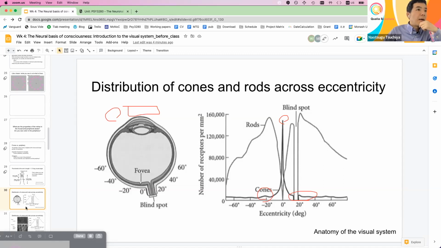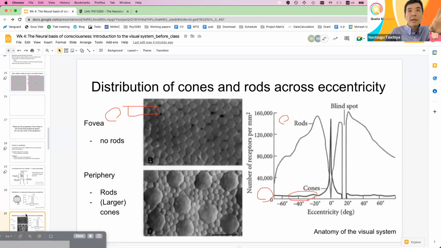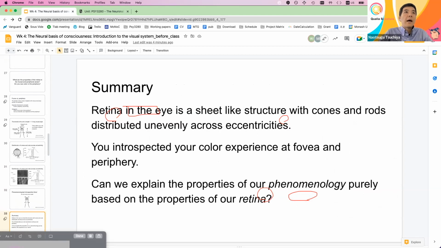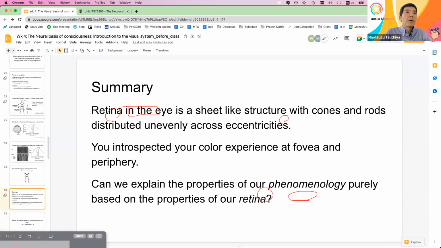And as I said, in the periphery, you don't have many color receptive cells. The summary of this part is that the retina in the eye is a sheet-like structure with the cones and rods.